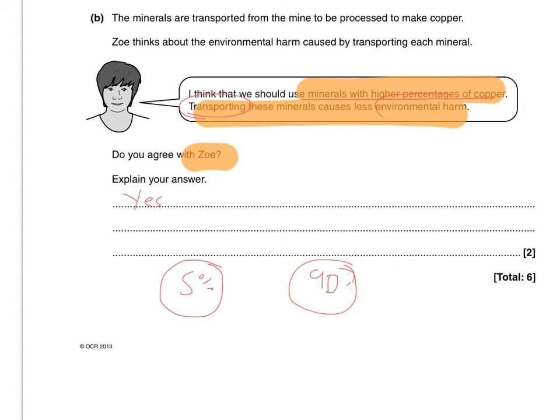Now when it talks about environmental harm, please don't just talk about pollution. You can mention the word pollution, but you've got to be specific. So to me, if I'm answering a question like this, I'd be talking about things like energy needed or fuel needed to transport, and then I'd be talking about CO2 or maybe some of the other gases you learned about when you were doing C1, so nitrogen oxide, sulfur dioxide. Okay.